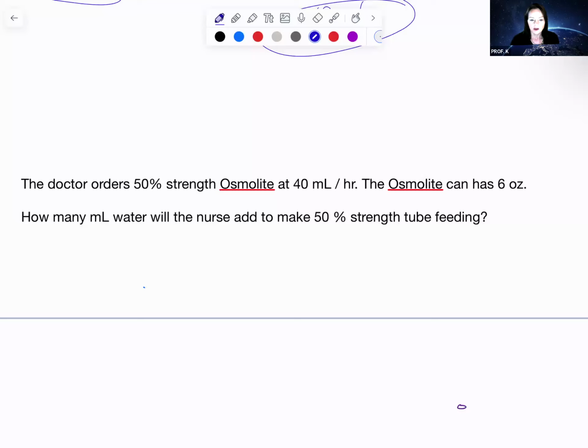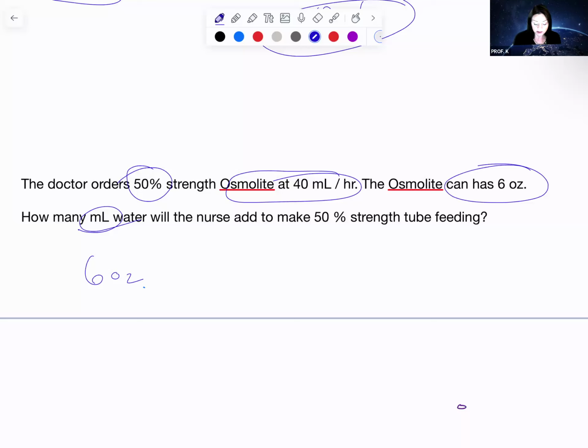All right, cool. So you didn't get frazzled, razzled, and dazzled with all the extra wording in there. It just basically means the doctor still ordered 50% half strength. It happened to be running already at a certain rate. But what did the question ask? It just asked you how much water will you put in it to make 50% strength feeding. So it's the same thing. You're adding the same amount of formula that's available. 6 ounces times 1 ounce is 30 milliliters, and that is equal to 180 milliliters.